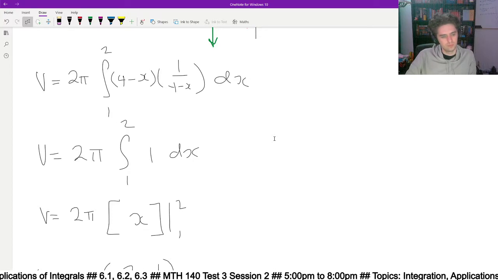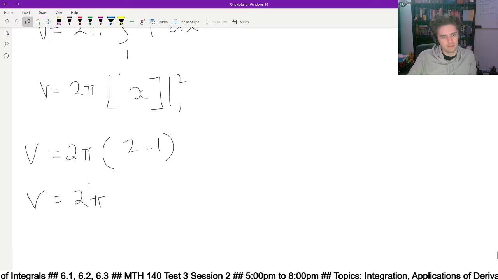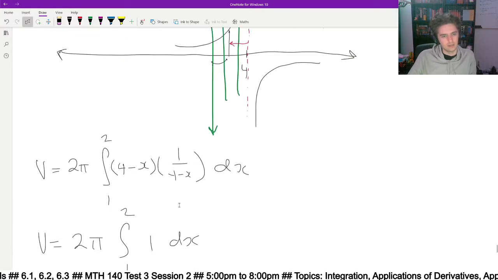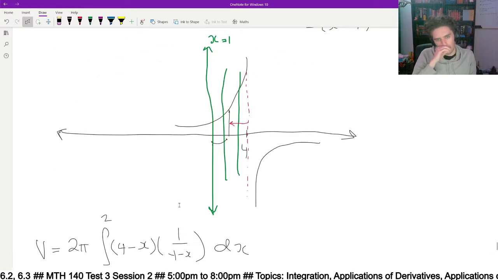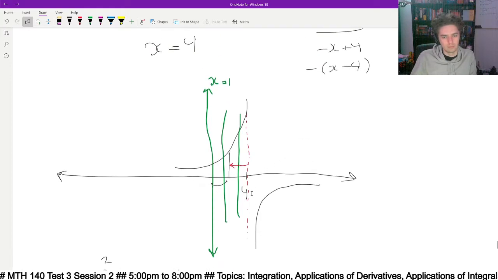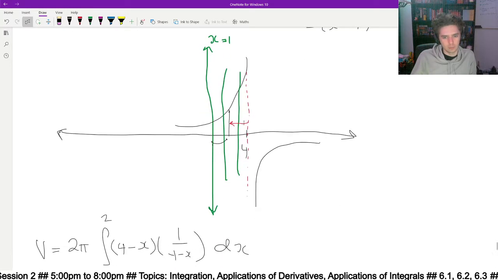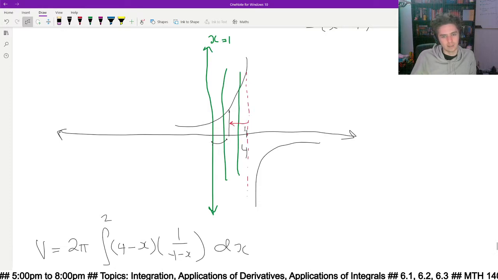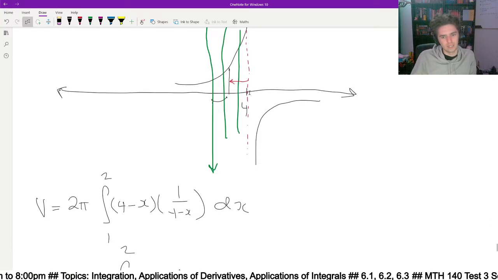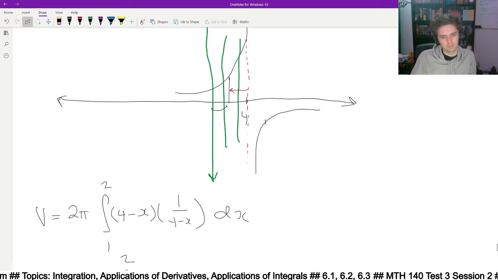2 pi is what I got. That's right. Okay, good. There you go. So there's that one. The important thing here is you've got to determine what that red arrow is, the length of that red arrow. That's pretty much the hardest part, determining that.